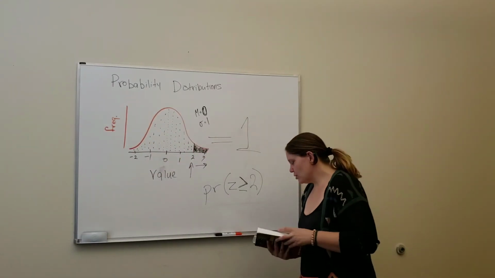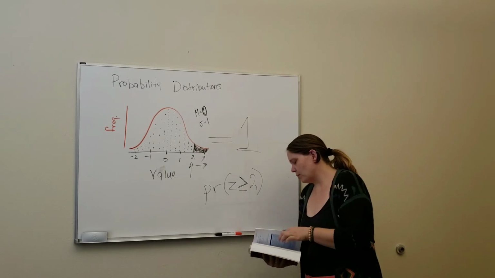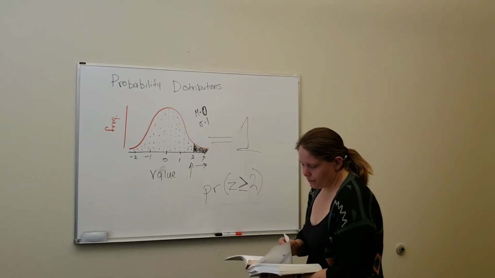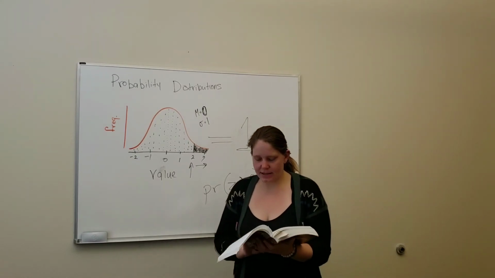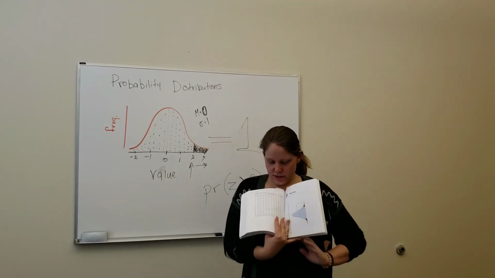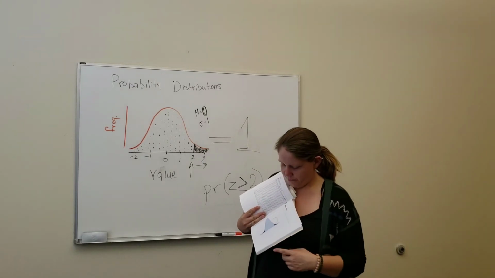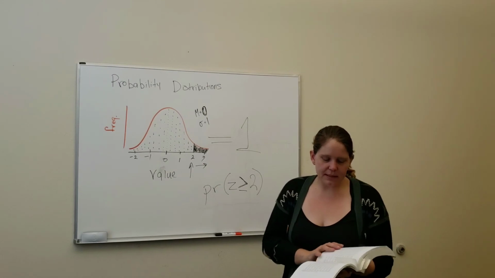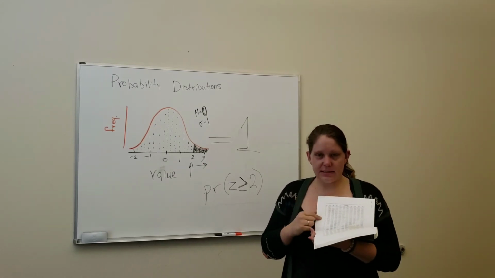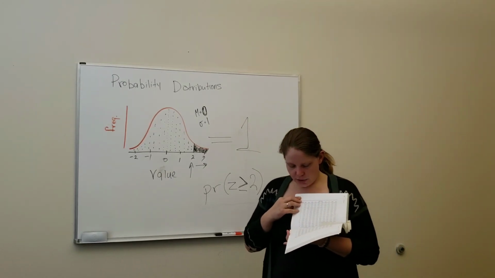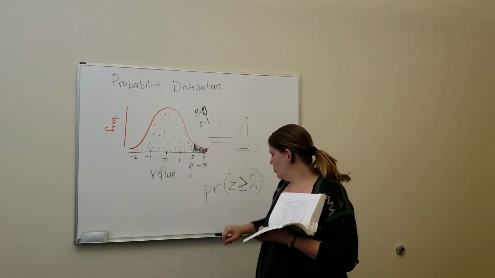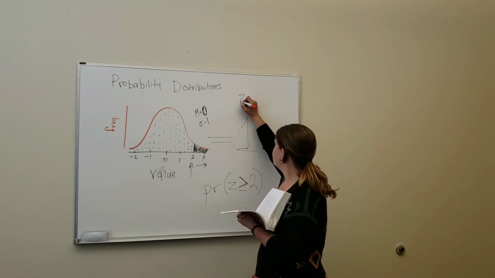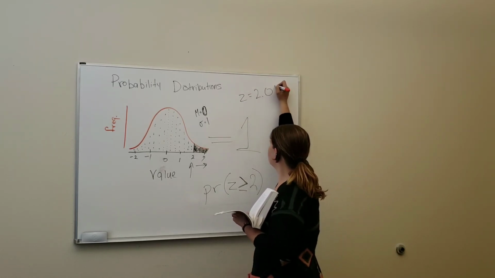What I would like you to do, if you have it available, is open your book and turn back to Appendix F. Appendix F is the z distribution, the standard normal distribution, and it gives you the probability of obtaining all these different z-scores. If we were going to look for 2, keep in mind that it's not just 2, it's z equal to 2.00.